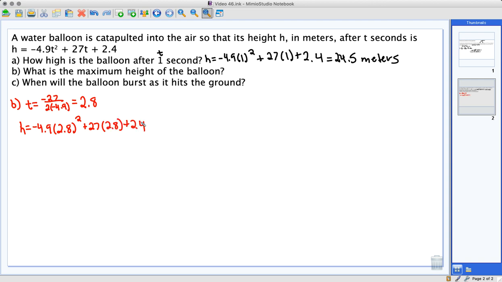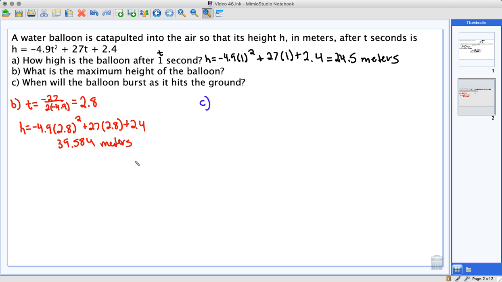Use your calculators. So we get 39.584 meters, so about 39.5 meters in the air. So that's our maximum height.